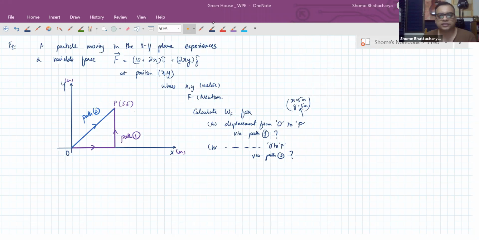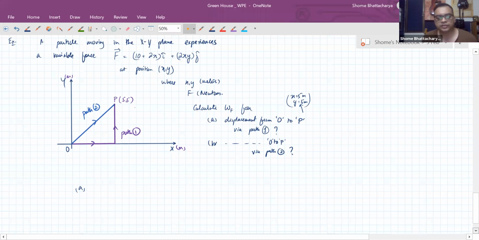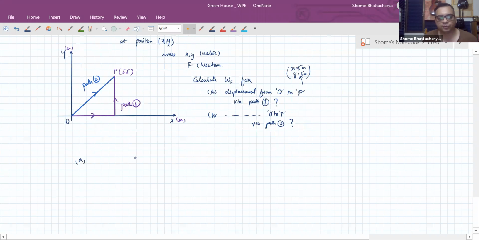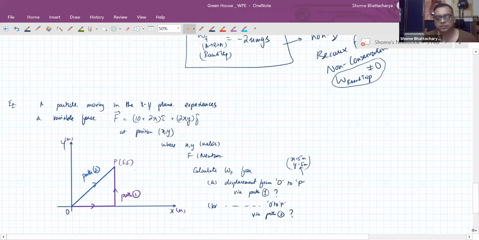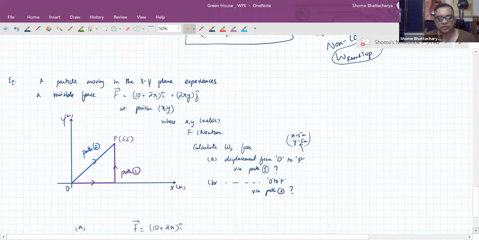Okay, very good. So a couple of you have sent the answers. Let me just tell you the answer of part A. So for part A, again, it's like that only. If you will calculate the work done first to go along the x-axis. So remember the force is given by this formula 10 plus 2x, was it? Or 5x? 10 plus 2x plus 2xy j cap.